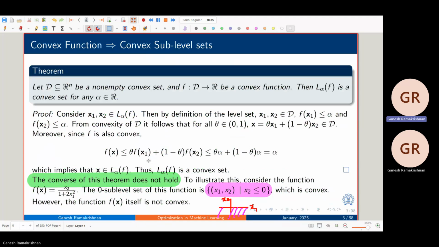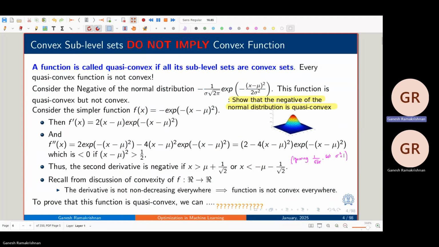And we took a very simple example. I've taken another example: f(x) equals x1 x2 divided by 1 plus 2 x1 squared. Again, you can look at the zero sublevel set, which is convex. The function is not convex. You can take log absolute value of x. It is convex for all values of alpha, still the function is not convex. The sublevel sets are convex for all values of alpha. So this gives us the notion of quasi-convexity, where all sublevel sets are convex sets.